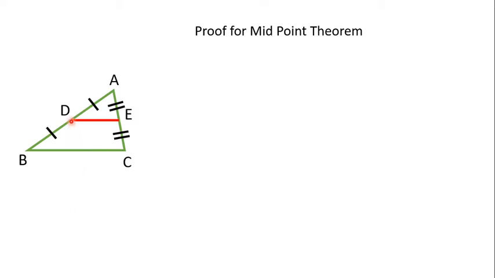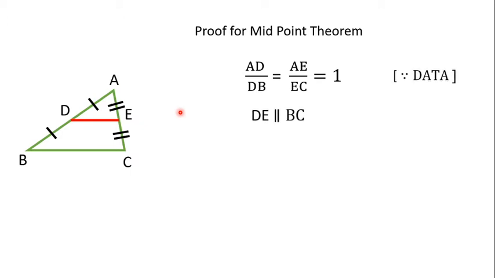Since D is the midpoint of AB, can we say that AD by DB is equal to 1? And similarly AE by EC is also equal to 1, as they are equal by data. So that is the first point. AD by DB is exactly equal to AE by EC, and each of them is equal to 1. Okay, this is because of data. Now you can say that DE has to be parallel to BC.